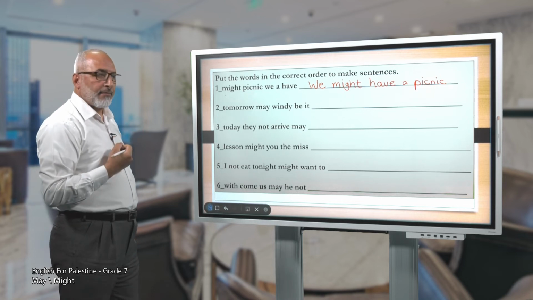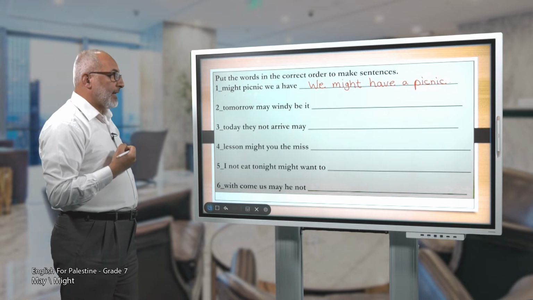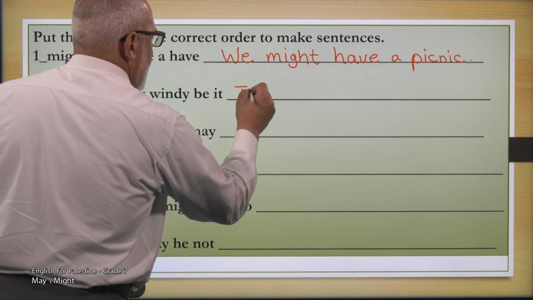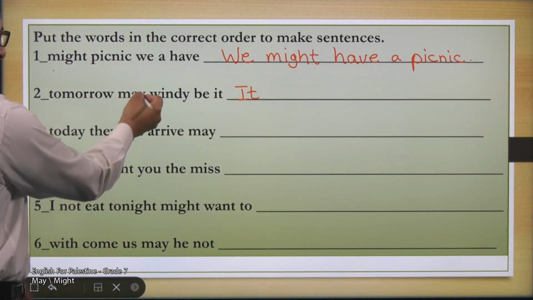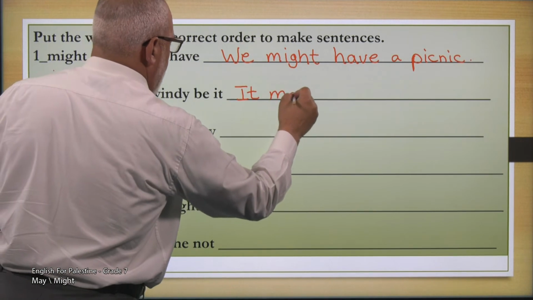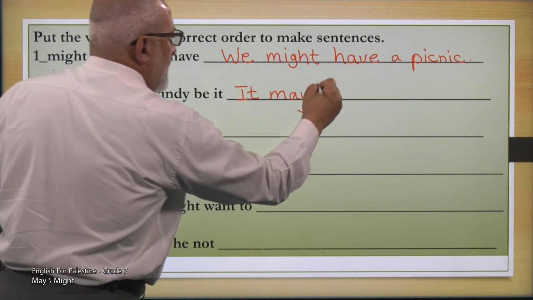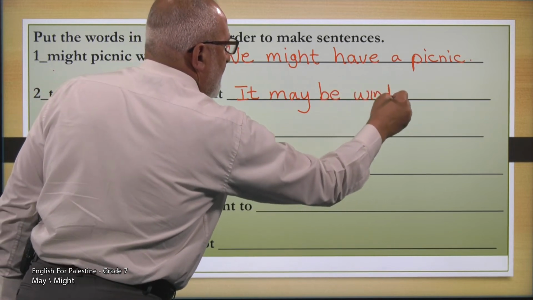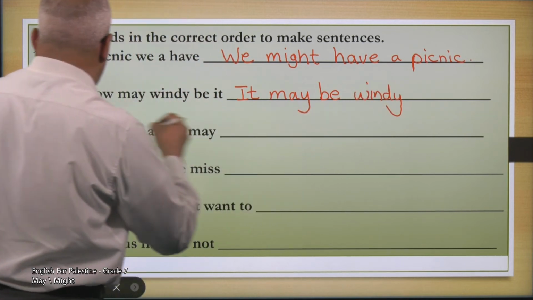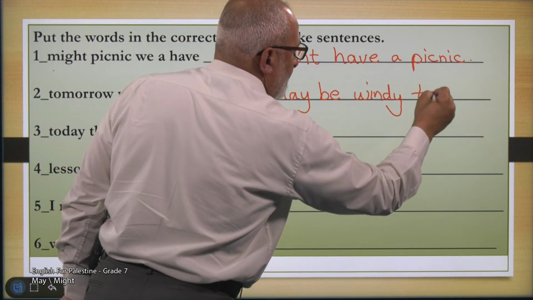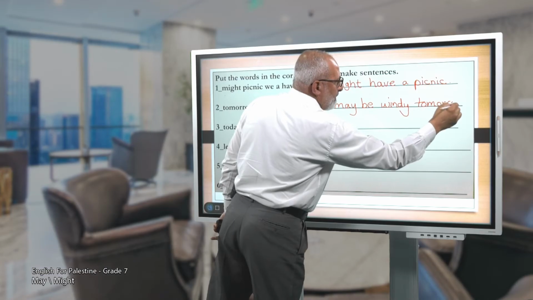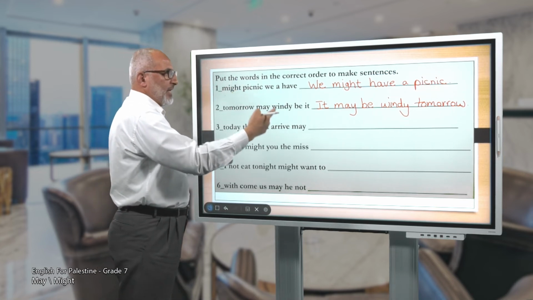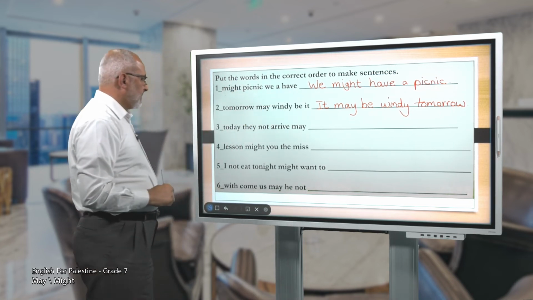Number 2. Think, please. Yes, let's do it together. So the subject here, it. Yes, may. The verb is be, might be, and then the rest of the sentence, windy tomorrow. So it is possible to be windy tomorrow.